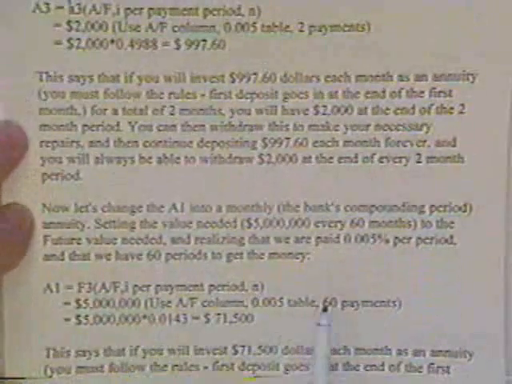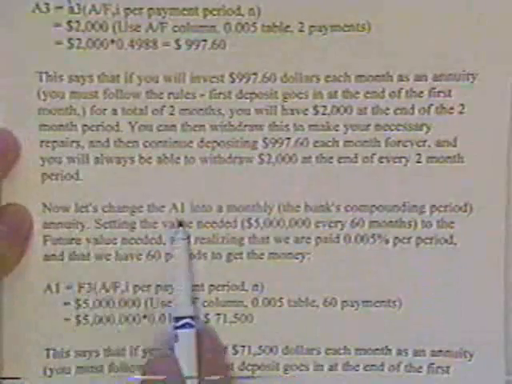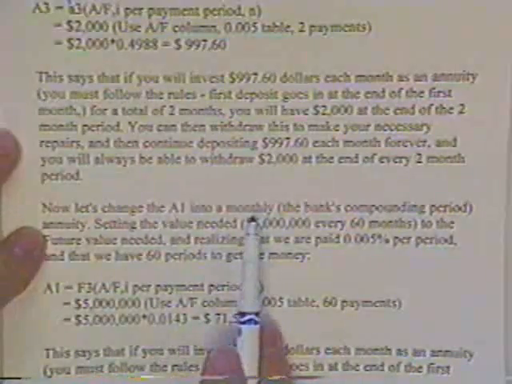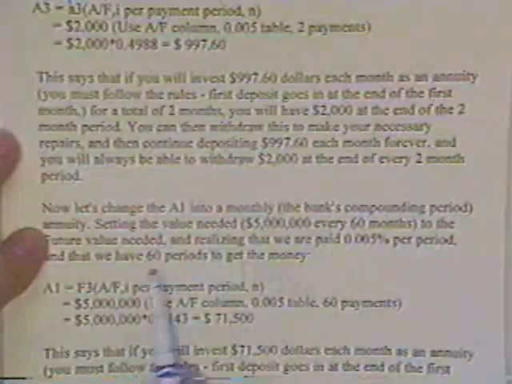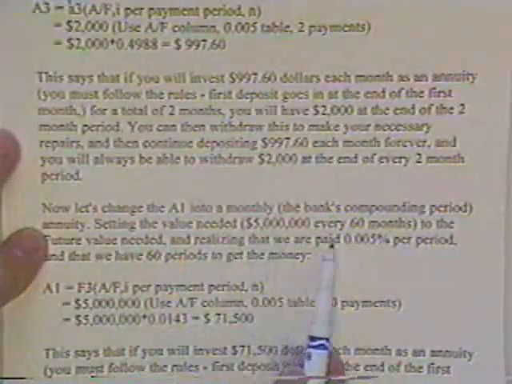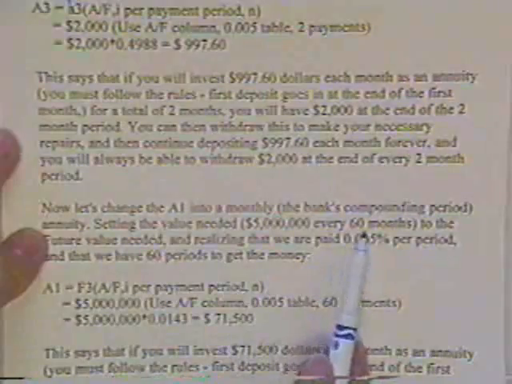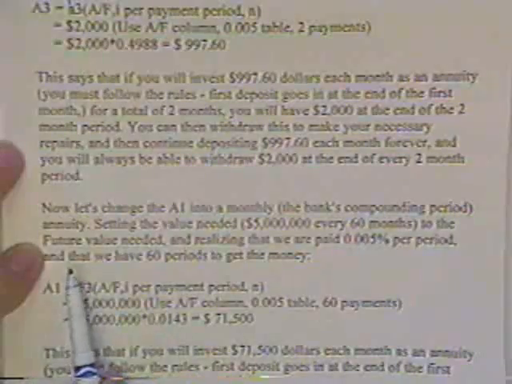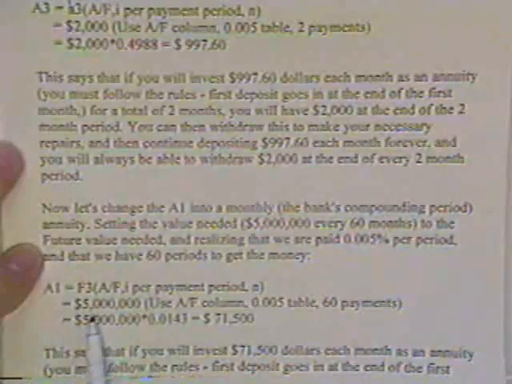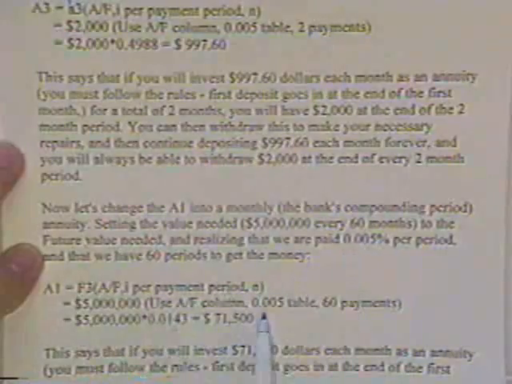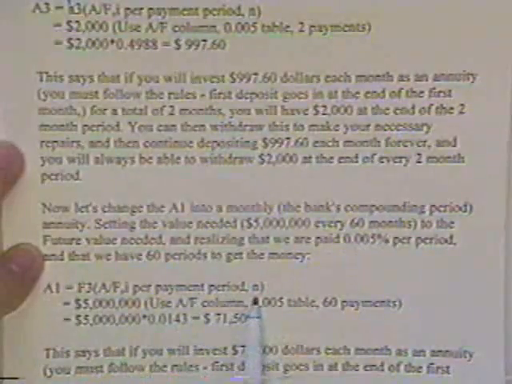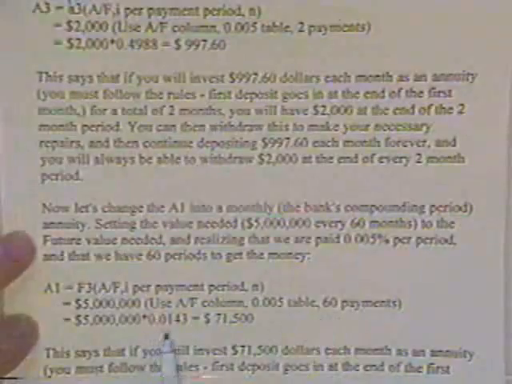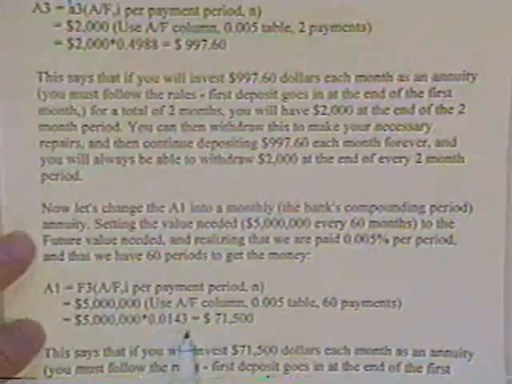Now then, the 5-year one, that one's going to be a little funny. Let's think about that. It is nothing but a future value that we need. Let's change it into a monthly annuity. That's the bank's compounding period. The value needed is $5 million. We need it every 60 payment periods, every 60 compounding periods, 60 months. Therefore, F3 is $5 million. We get paid 0.5%. The number of payments that will go on before we need the money and extract it is 60 payments. And you look in the table and you find it's 0.0153.